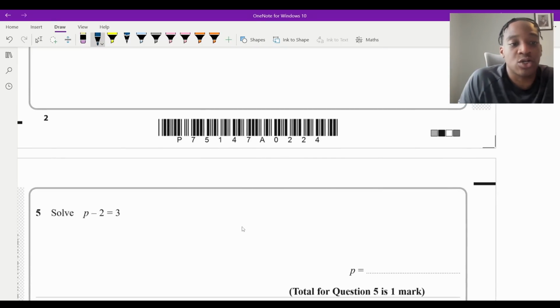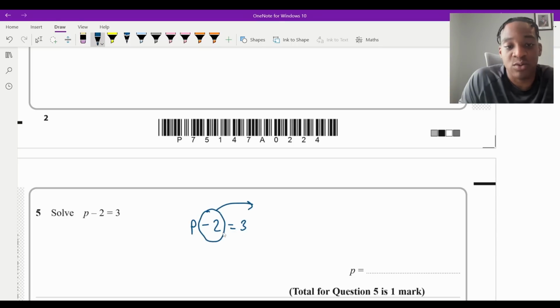Question 5 says we need to solve p minus 2 is equal to 3. Okay, so remember, when you're solving an equation, what you want to do is just get the letter on its own. I'll write it out here again. P minus 2 is equal to 3. We need to get this -2 away from the P to isolate it.